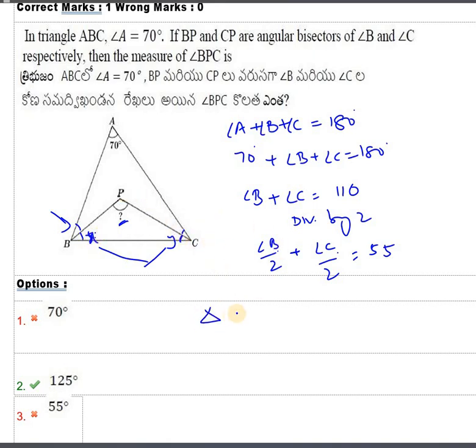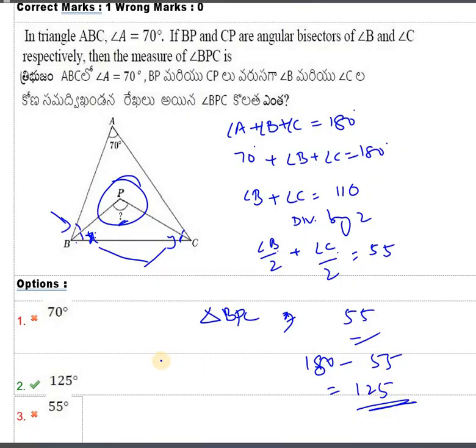So for clarity I will write here, in triangle BPC, angle B by 2 plus angle C by 2 together is how much? 55. Then what about the third angle? This is the third angle. So the third angle means 180 minus 55, because these three together make 180. These two, angle B by 2 and angle C by 2, are the angles in the smaller triangle, that is 55. So 180 minus 55 is how much?